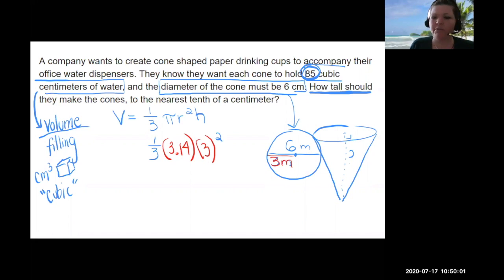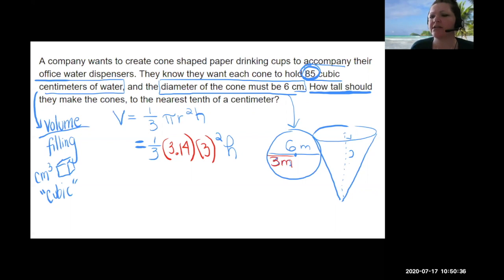And then what about height? They are asking about how tall they should make the cones. So we have to find the height. Bingo, exactly. Height's the thing we're finding. And this is why I yell at you guys to not drop the left-hand side of your equation. I'm not going to be able to find a missing letter unless I have an equation. So I need another side.